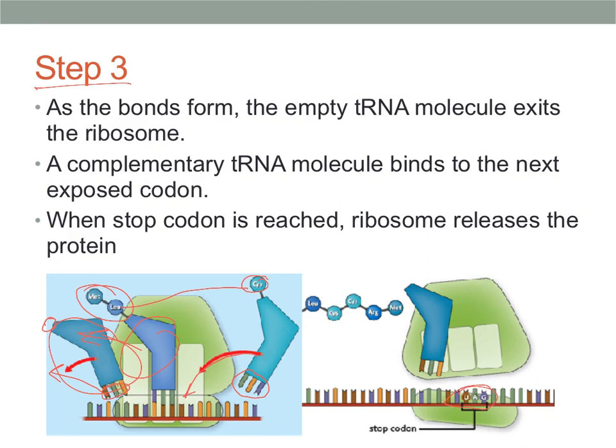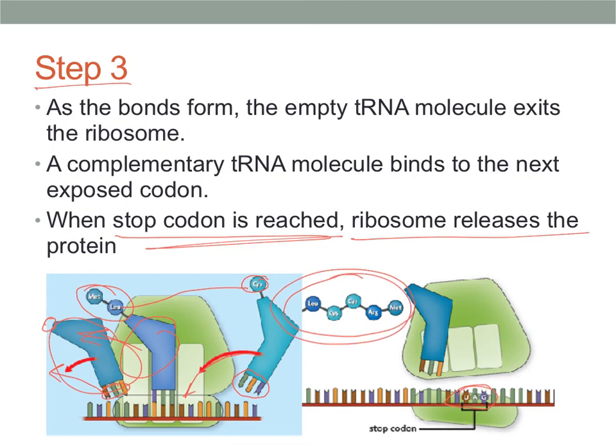Once the stop codon is reached, there's no amino acid there, and so the ribosome releases the protein. Now most proteins undergo some type of modification in terms of folding into their final shape. So the protein will have to get processed a little bit, but as far as the actual amino acid chain, once it hits a stop codon, it's done, it's all there, and our protein is finished.